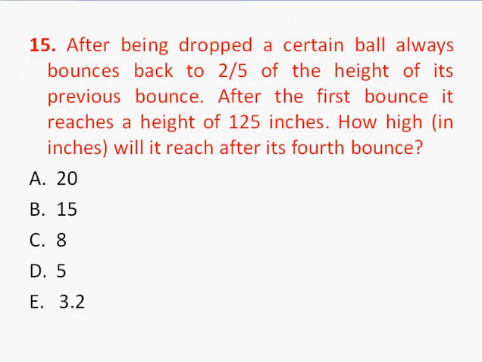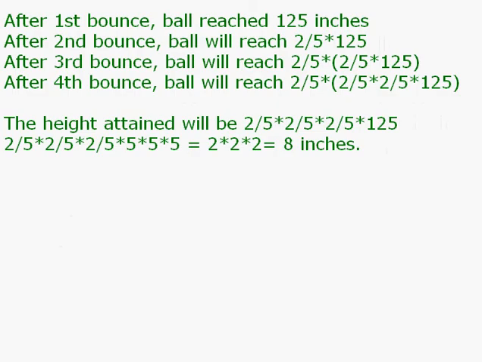Alright, once again look at the question. After being dropped, a certain ball always bounces back to 2 upon 5 of the height of its previous bounce. After the first bounce, it reaches the height of 125. How high will it reach after its fourth bounce? Don't get confused. Some people generally make a mistake. They write for the fourth bounce 2 upon 5 raised to power 4 times 125. No, because the ball after the first bounce reached 125 inches, so it cannot be 2 upon 5 raised to power 4. It has to be 2 upon 5 raised to power 3 times 125. That's the height of the ball after the fourth bounce.